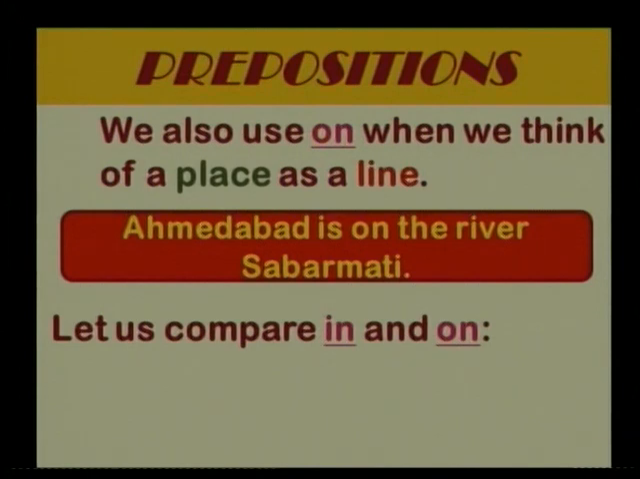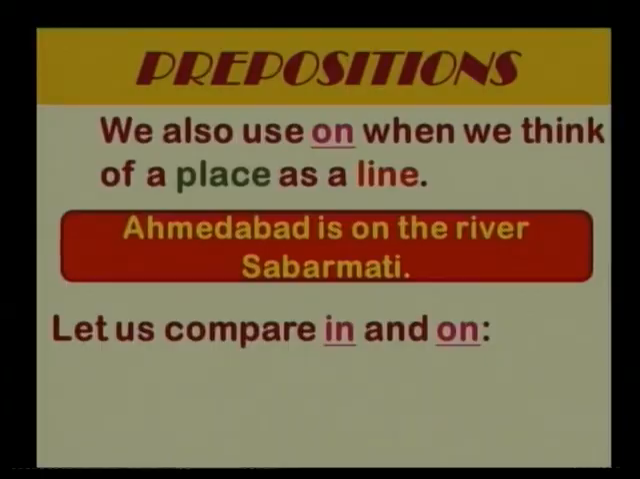I will explain. If you look at a map in your geography classes, how is a river drawn on that map? How do you draw a river on a map? Isn't it drawn with the help of a line? All right. Now the river becomes a place and that line becomes the point. So therefore we say Ahmedabad is on the river Sabarmati.